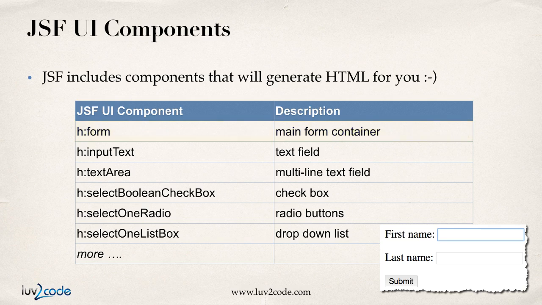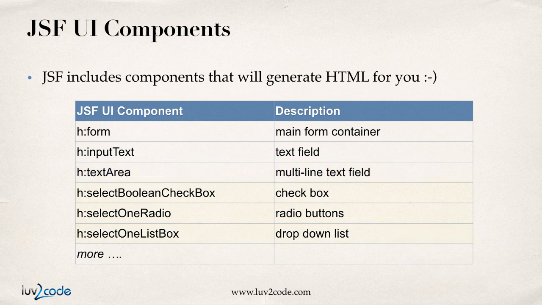So you could add maybe an input text, which is a normal text field, or you can add in a text area, which is a multi-line text field. You can also make use of checkboxes, radio buttons, and drop-down lists. Don't worry, I'll actually cover each one of these UI components in a following video. So I'll show you all the gory details and we'll do a deep dive on each one just so you can see how it works. But at least here I wanted to give you an overview of some of the components that are available.